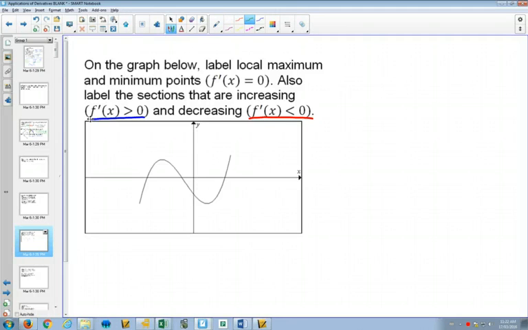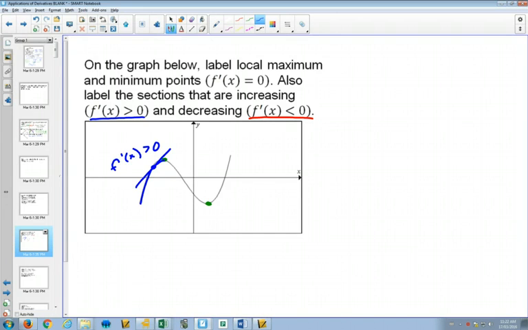So first of all, on this graph, it's quite easy to see that our tangents are going to be flat at that local maximum and that local minimum. Going from left to right, our function is increasing right here. So at all of these points, f prime of x is greater than 0. And if you wanted to check that, you could pick a specific point, draw a tangent line, and say, is that slope positive? Yes.